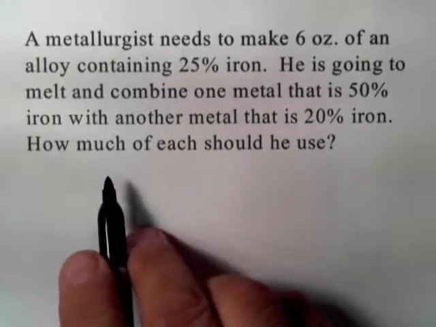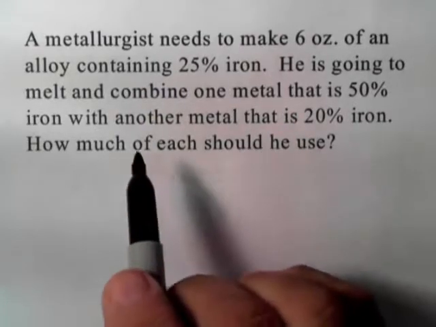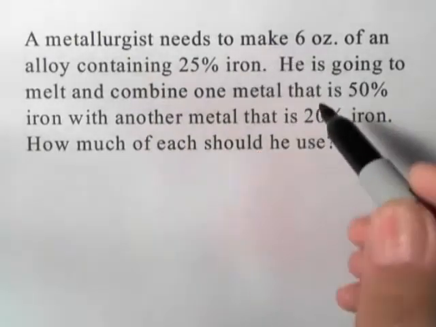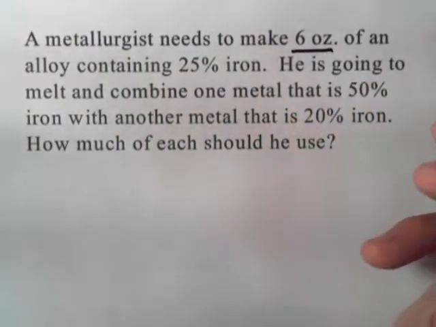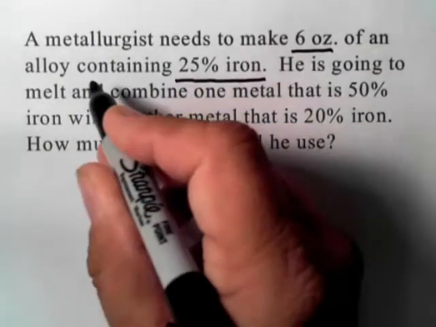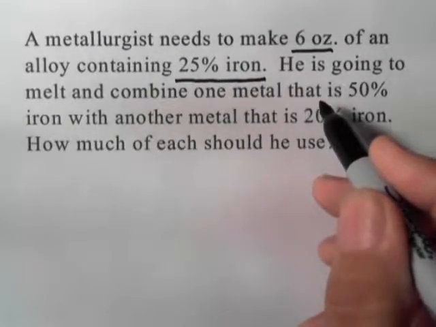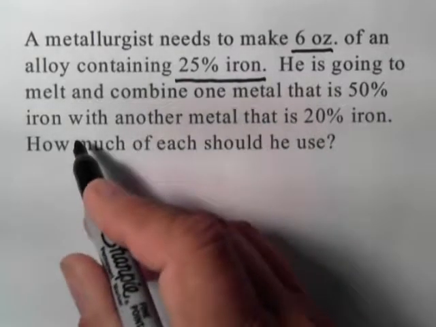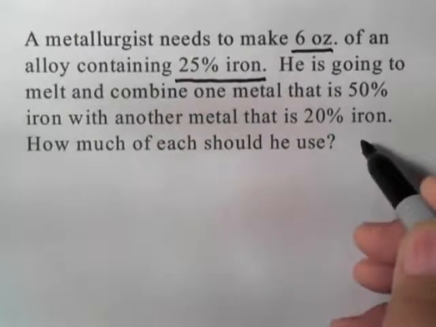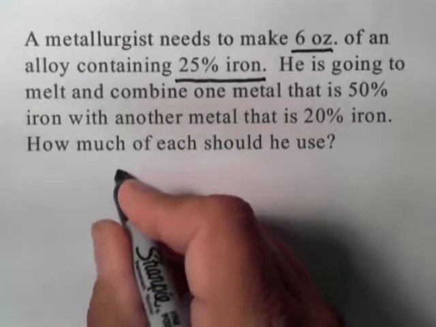Okay, here's the last example to look at as an example of these mixture problems. It says a metallurgist, who is a person who works with metals, needs to make 6 ounces of an alloy containing 25% iron. Alloy just means it's a mixture of things. He's going to melt and combine one metal that is 50% iron with another metal that is 20% iron. How much of each? Well, okay, let's just use our old x's and y's here.